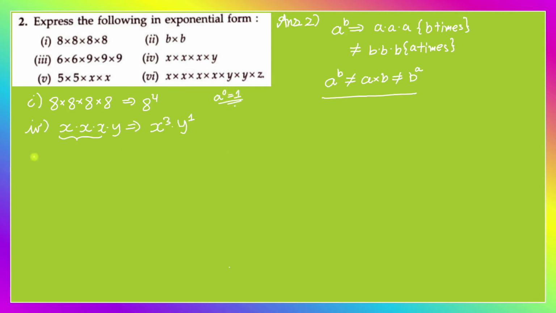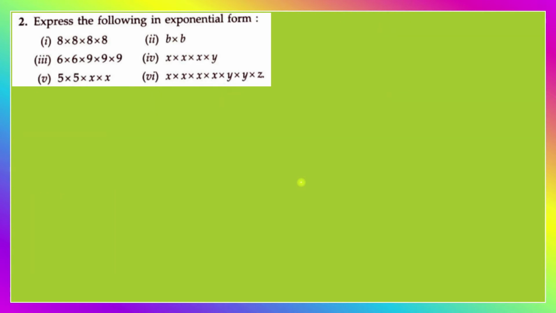Now for the sixth part here, we have x into x into x into x into y into y into z. This again can be written as x to the power of 4, y squared, z. Why? Because there are 4 x's, that's why x to the power 4. There are 2 y's, that's why y squared. And z is only 1, that's why z, or z to the power of 1. So it is a pretty clear exercise. And the remaining parts you can do yourself again. It is pretty easy.